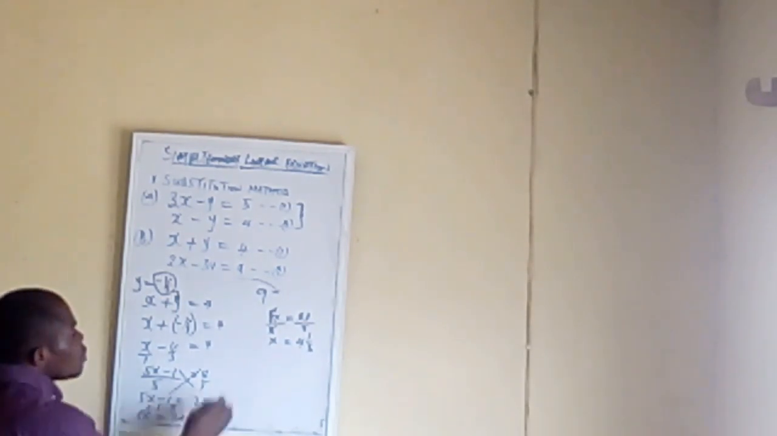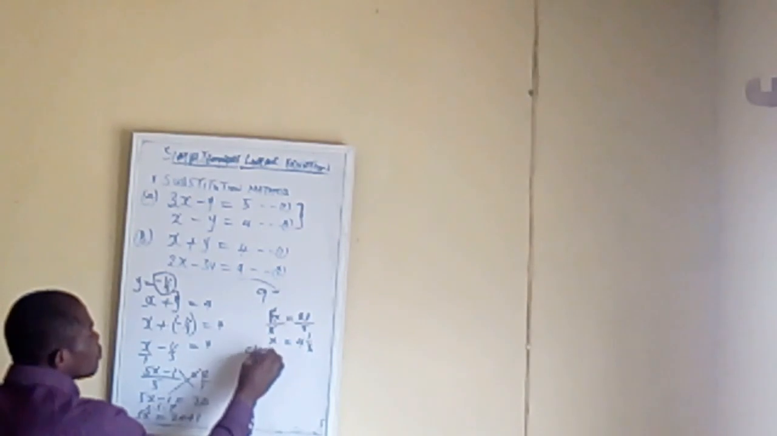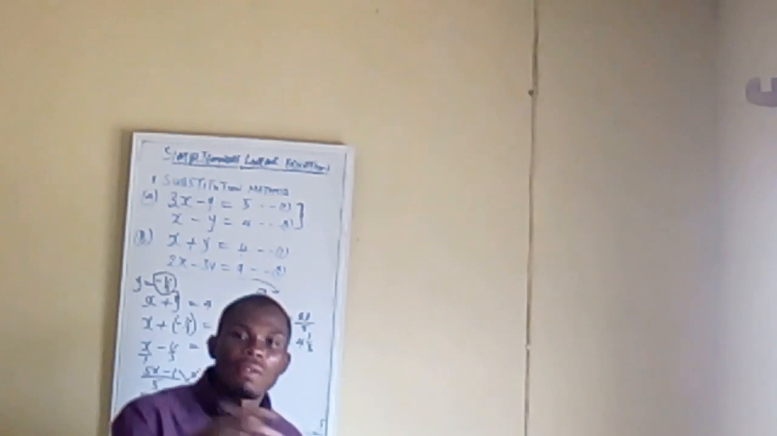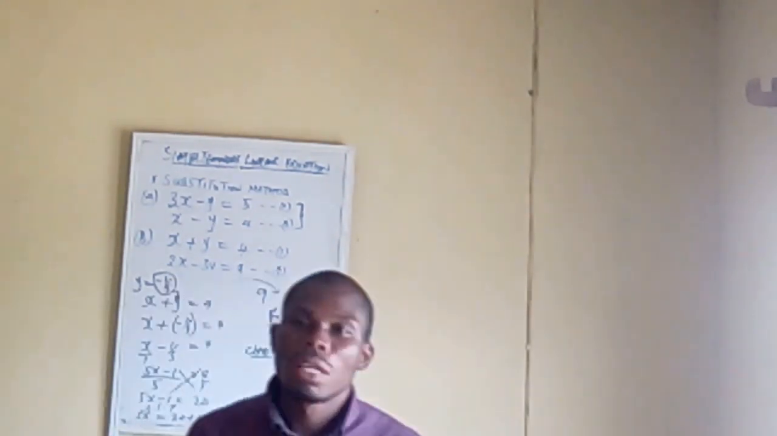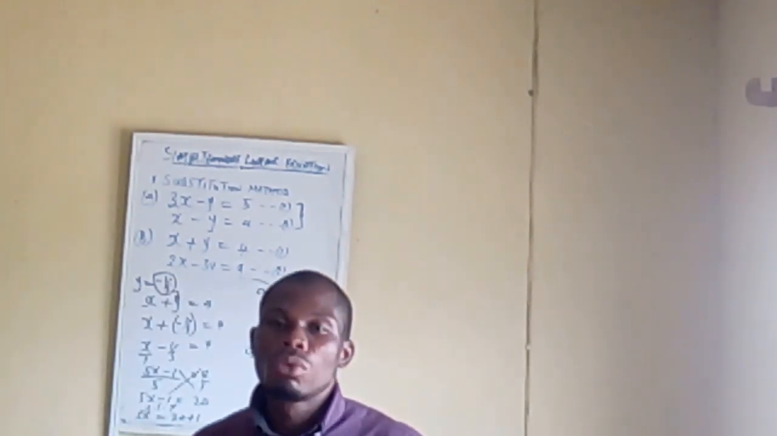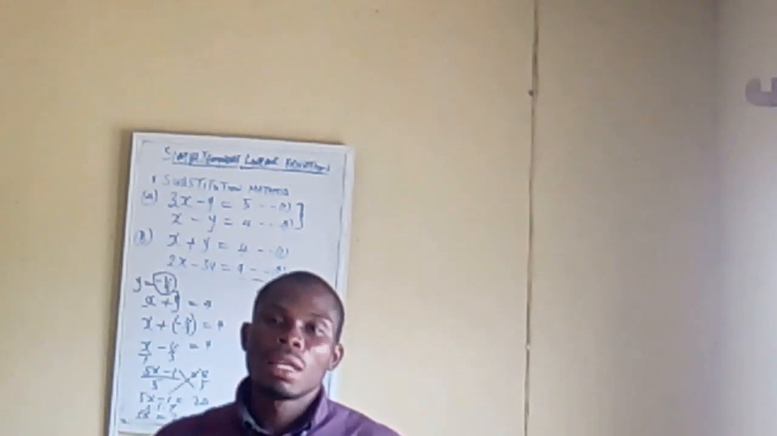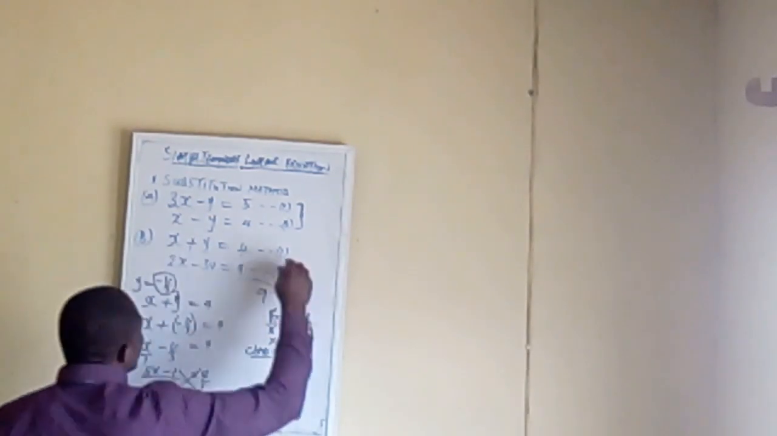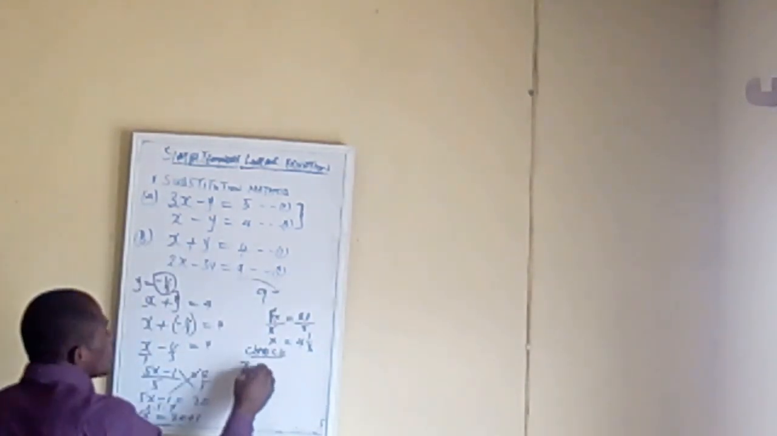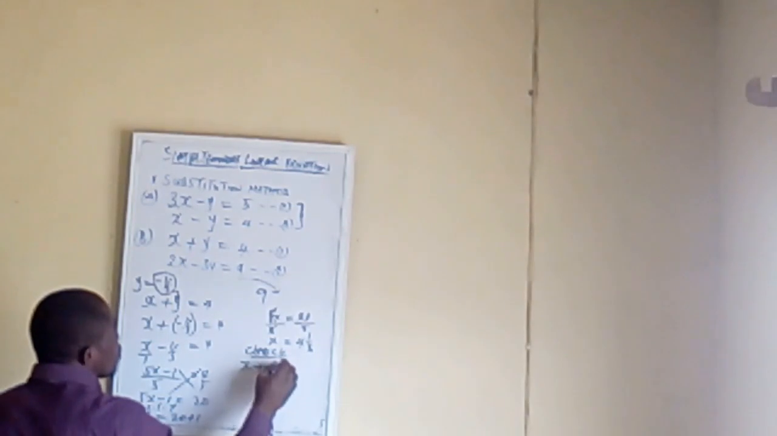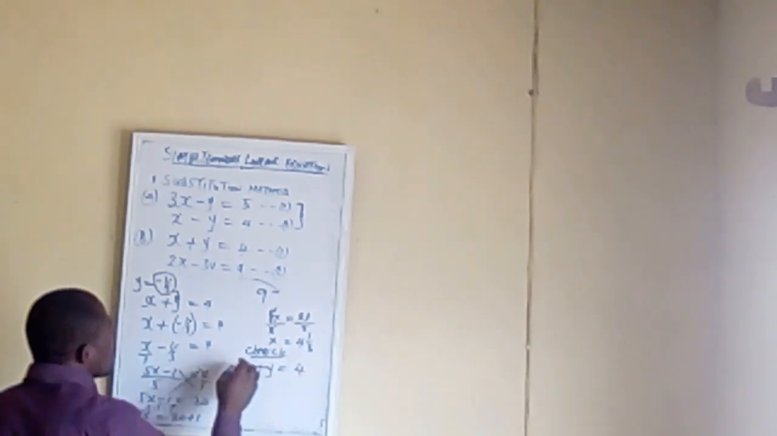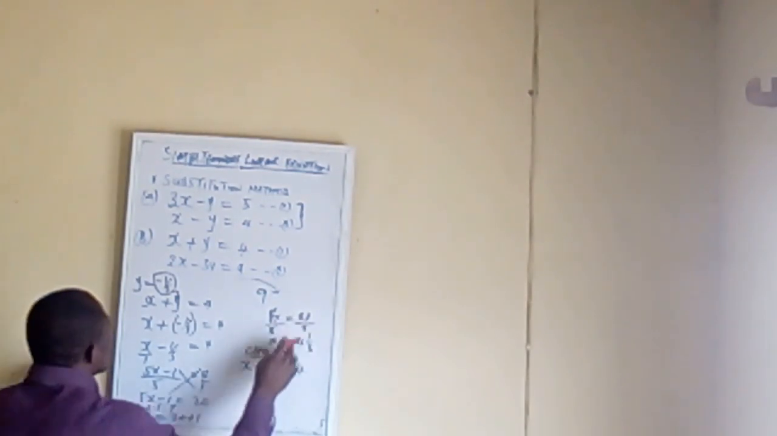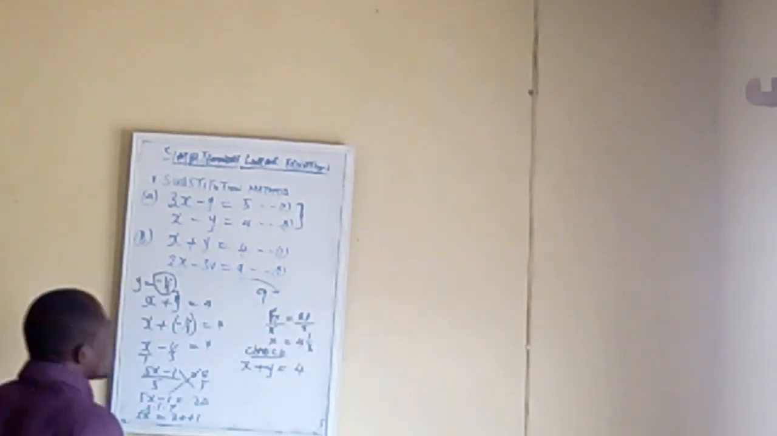So we can now go ahead to check if our answer is correct. Remember, if you are checking, you call any of the equations. You want to check if what's on the left hand side is equal to what's on the right hand side. So we can bring this equation here: x plus y equals 4. Remember, we got our x as 21 over 5 and our y as minus 1 over 5.